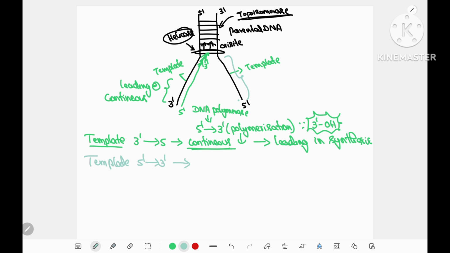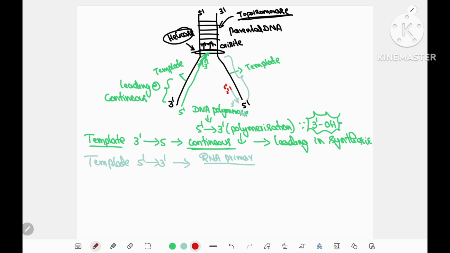Here you have to imagine: if the polymerization has to take place in the 5' to 3' direction, it has to add the nucleotide at the 3' end, but there is no template available here. That is why, on the strand having the template polarity 5' to 3', there is a synthesis of RNA primers at regular intervals. Whenever there is uncoiling, there is a synthesis of a small stretch of RNA. We will call it the 5' RNA primer, and DNA polymerase will add nucleotides to that length.